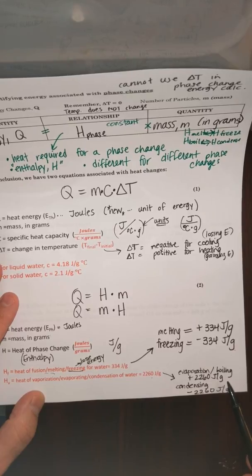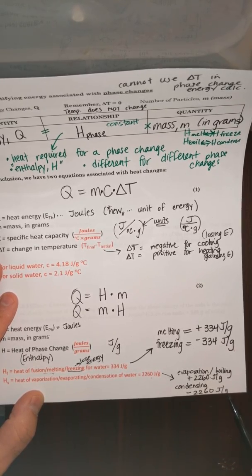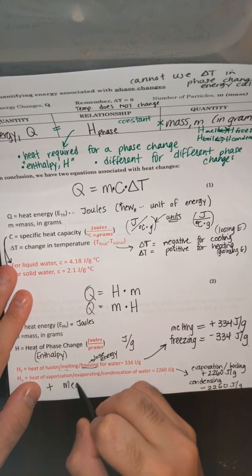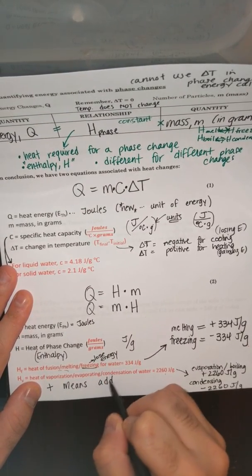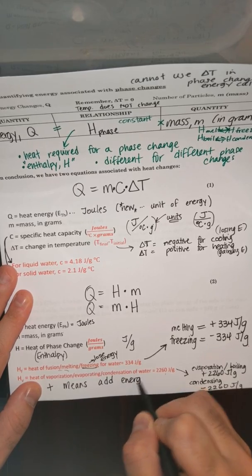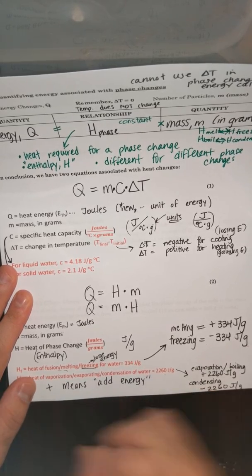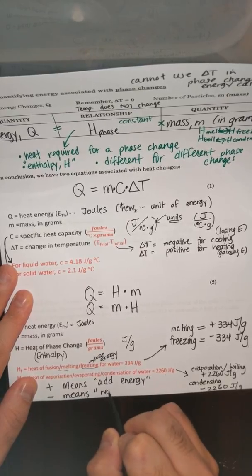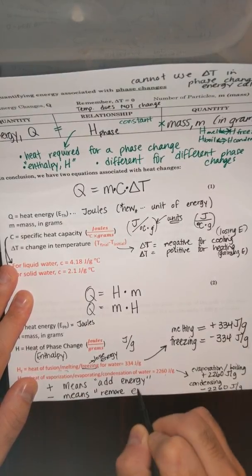So what this is saying is I will require 2,260 joules to evaporate or boil 1 gram of water. Seems like a lot, but it is. What this one's saying is I need to remove 2,260 joules for every gram to condense it. Positive means add energy. Negative means remove energy.